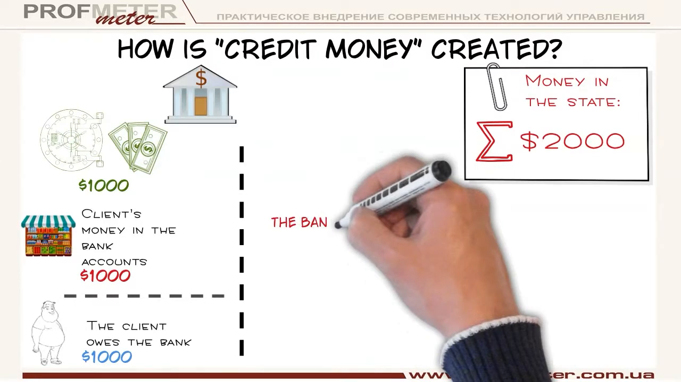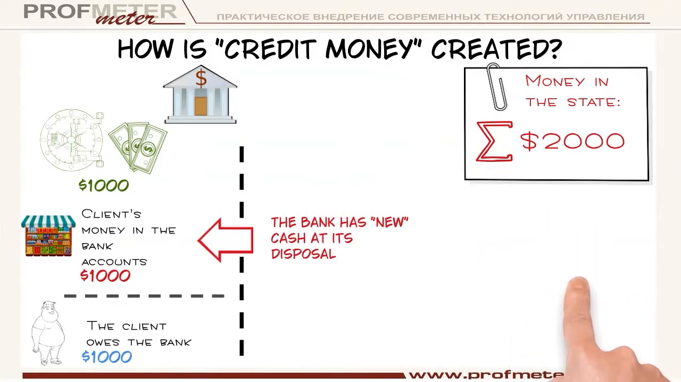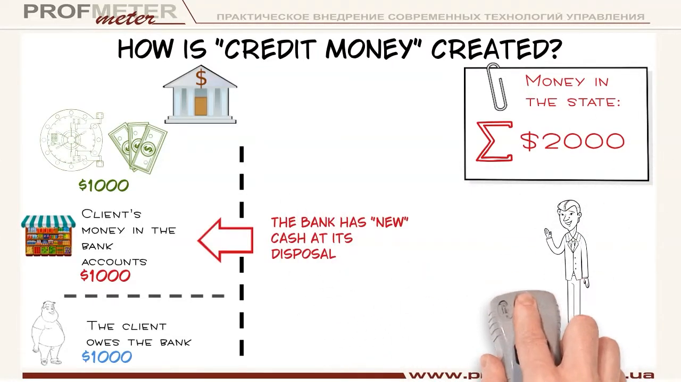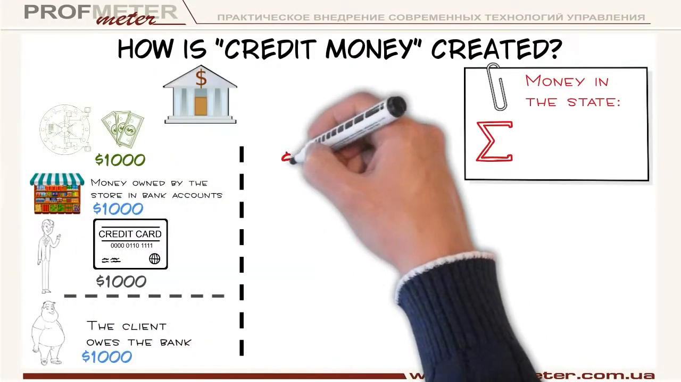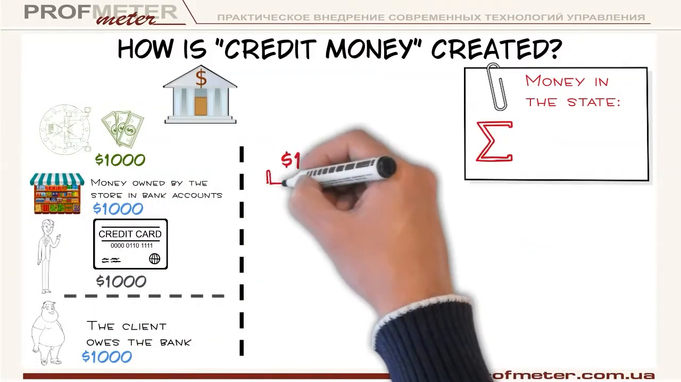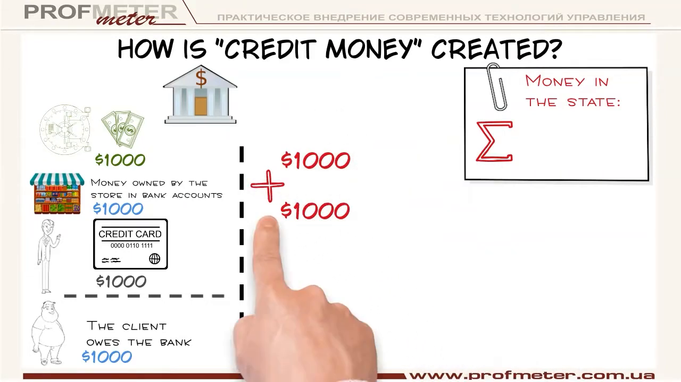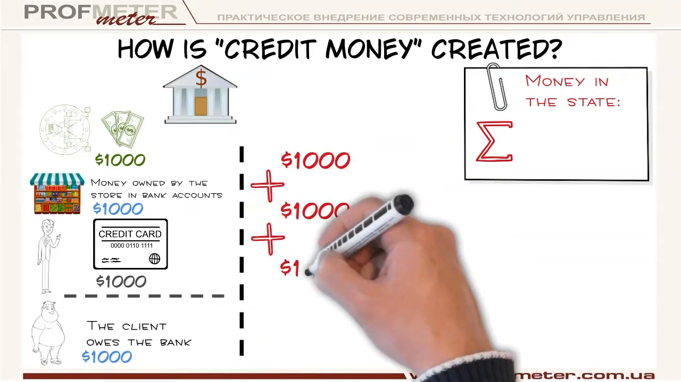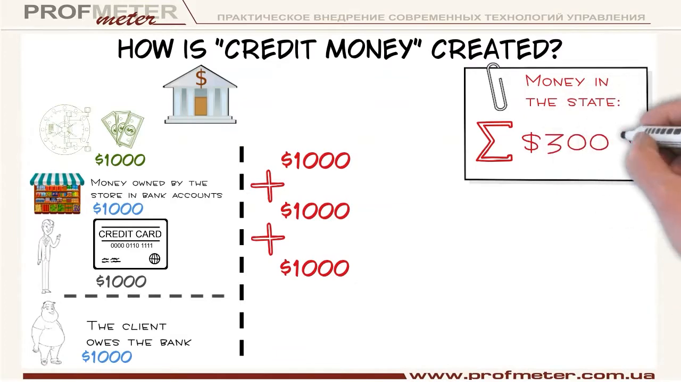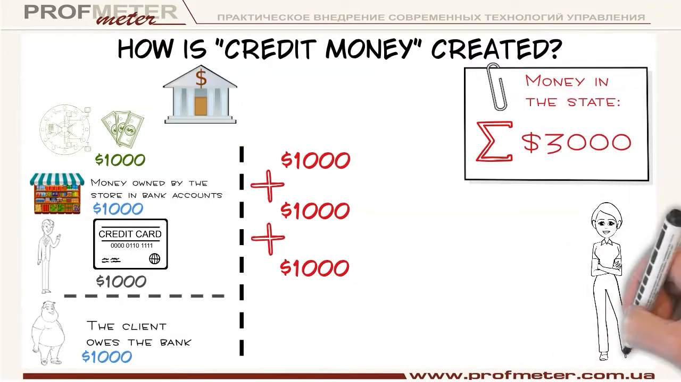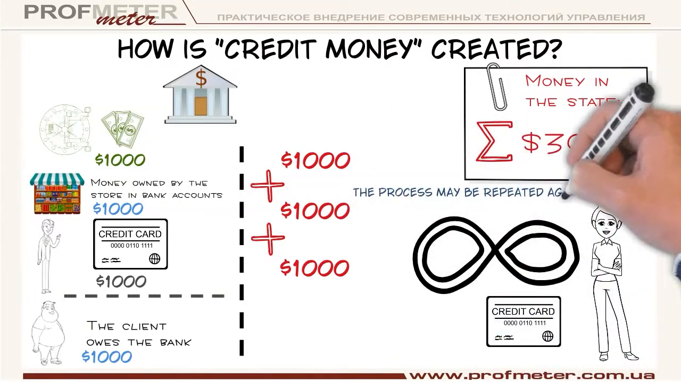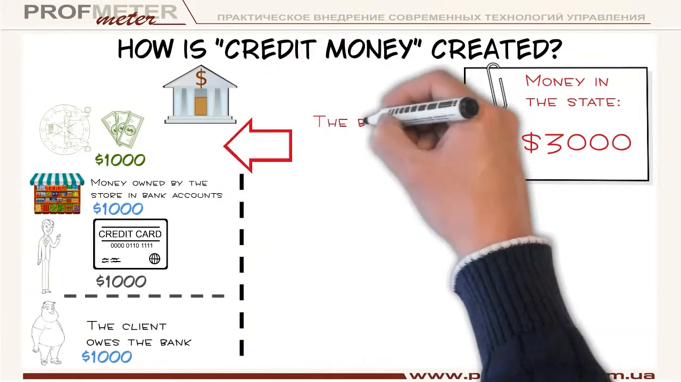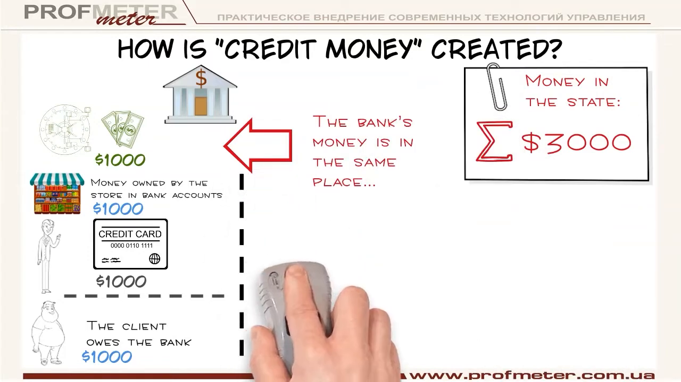The bank sees free funds again. What does it do? It issues a loan to the next customer. We consider the amount of money in the state. $1,000 in the vault, $1,000 in the store's current account and $1,000 in the customer's credit account. Magic. And if the banking sector were not regulated at all, this process could continue indefinitely. With all this, the bank's $1,000 from the vault did not move anywhere at all.